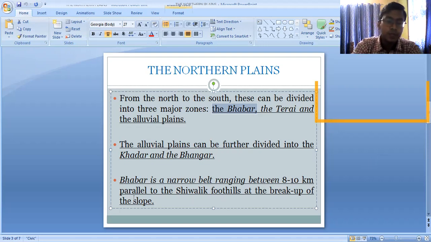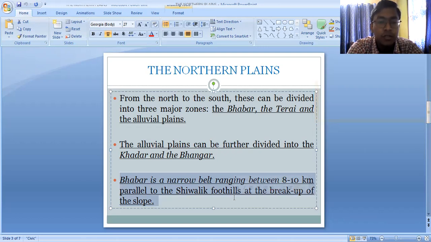The Bhabar is a narrow belt ranging between 8 to 10 kilometers parallel to the Shivalik foothills at the break of the slope. So basically the Bhabar is a narrow belt, which means the width of the Bhabar is around 8 to 10 kilometers, and it runs parallel to the Shivaliks, parallel to the foothills of the Himalayas.